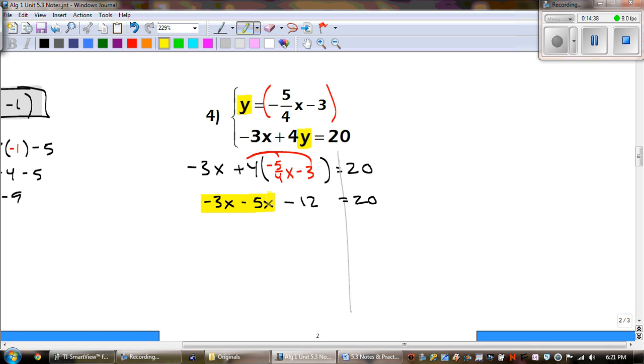The next step would be to combine our like terms, which is negative 8x minus 12 equaling 20. And now what do we do? Yeah, we've got to solve for x. So we're going to add 12 to both sides. We get negative 8x equals 32. And then how do we get the x by itself? Yeah, we divide by negative 8. And when we divide by negative 8, we get that x equals negative 4.